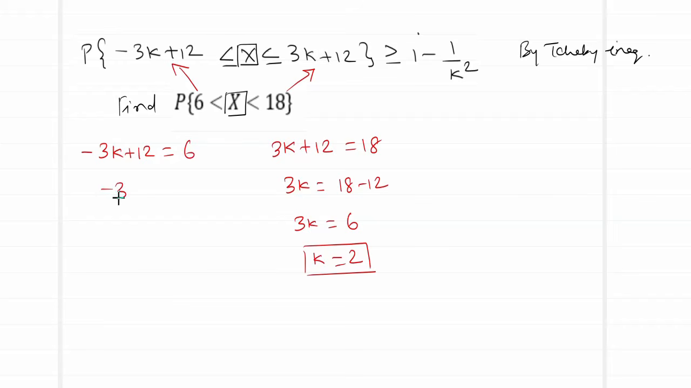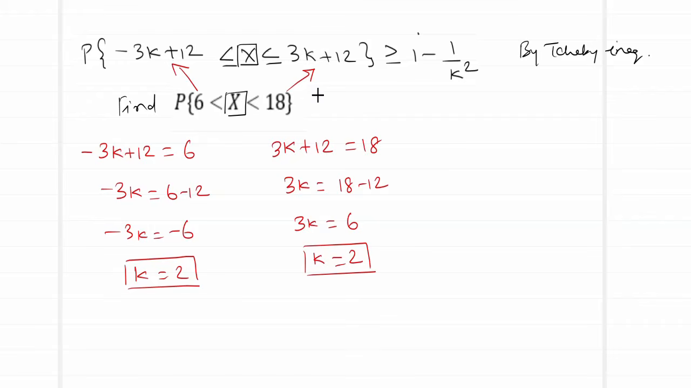So this gives us minus 3k equal to 6 minus 12. Minus 3k equals minus 6. So k will be equal to 2. So whether we solve for our left hand side or the right hand side, what is our answer? The value for k is 2.